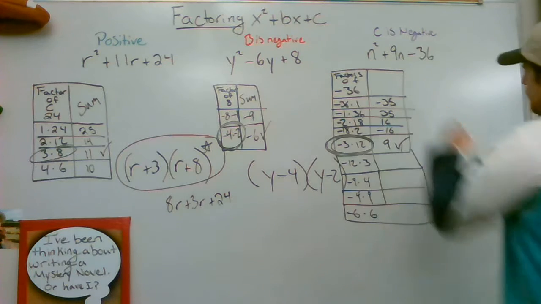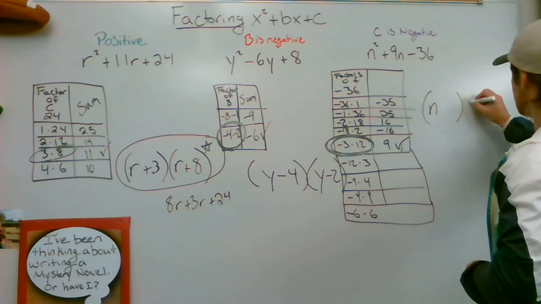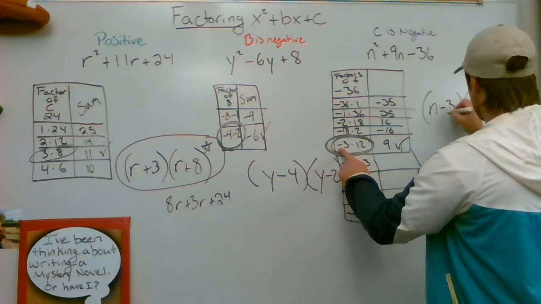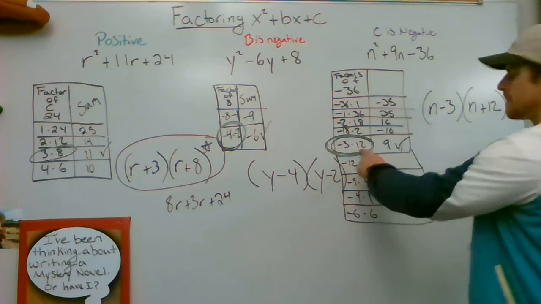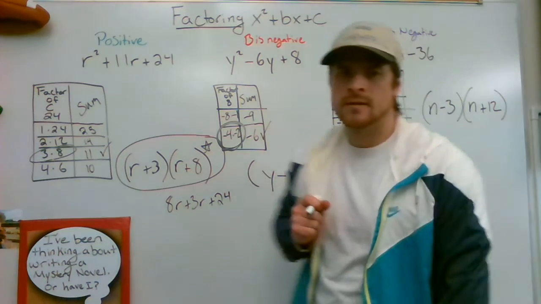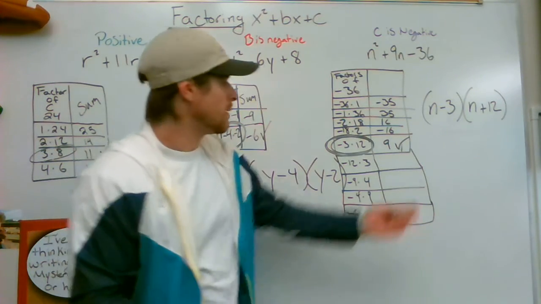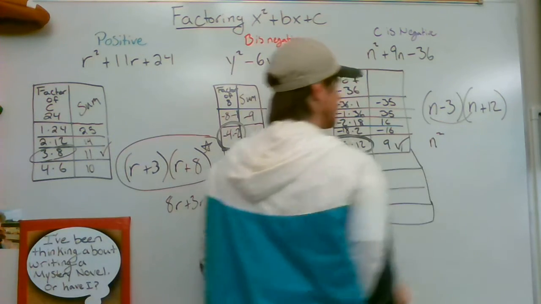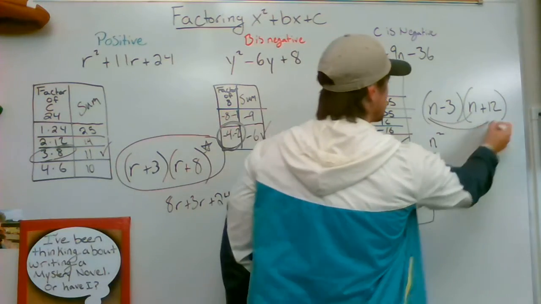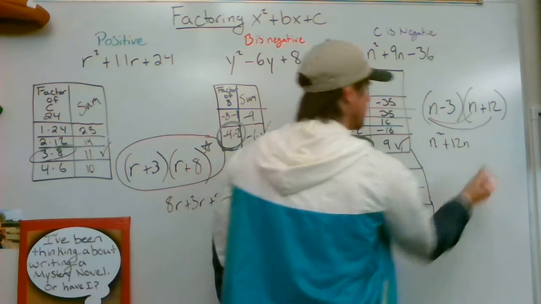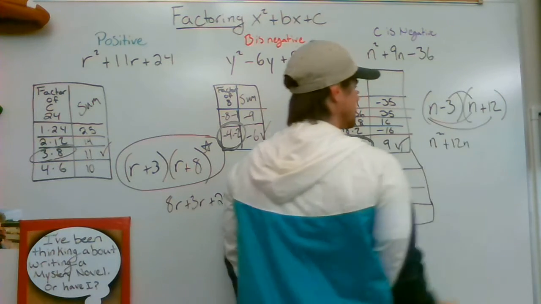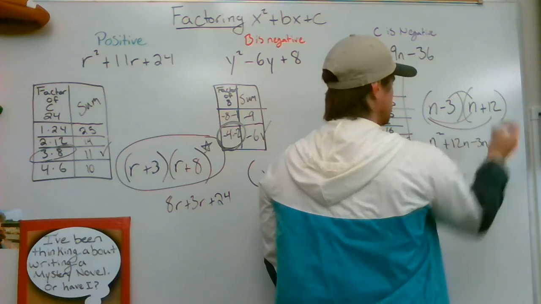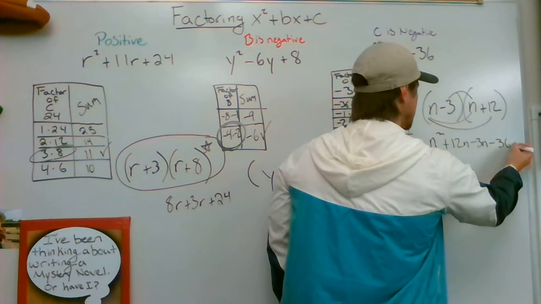So I'm going to go right to it right now. n times another n would make my n squared. Use my -3 and my +12. And now, just to prove to you that we've done this correctly, let's work it out. Let's use the FOIL method. And when we're done with the FOIL method, we should get this as a result. First terms, n times n makes n squared. Outside terms, n times +12 makes a +12n. Inside terms, -3 times n makes -3n. And last terms, -3 times +12 will make a -36.